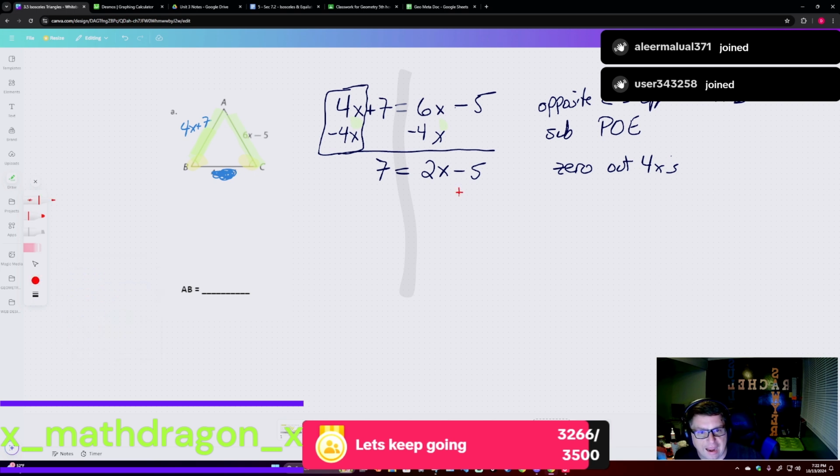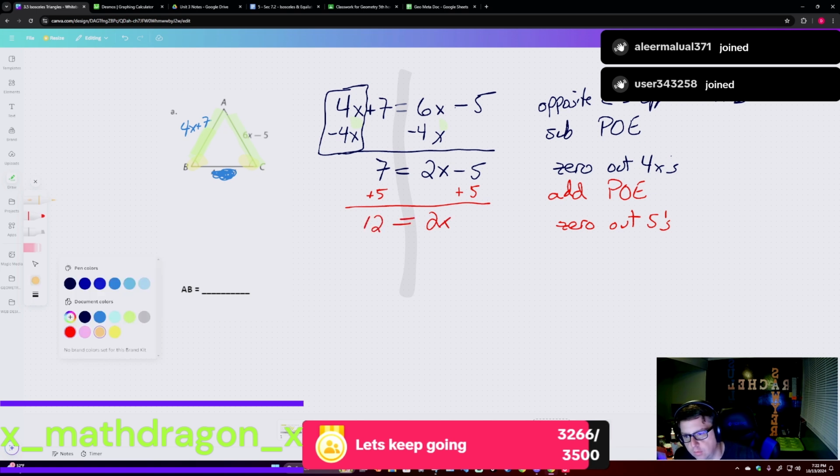Then we can add 5 to both sides. So that's the addition property of equality. And that's because we want to zero out the 5's this time. And that's going to leave us with 2x equals 12. Then divide by 2. And x is going to equal 6. So that's the division property of equality. And we're going to 1 out the 2's.